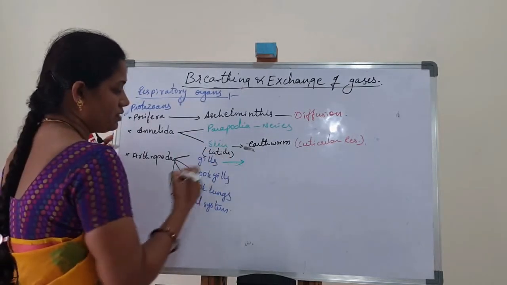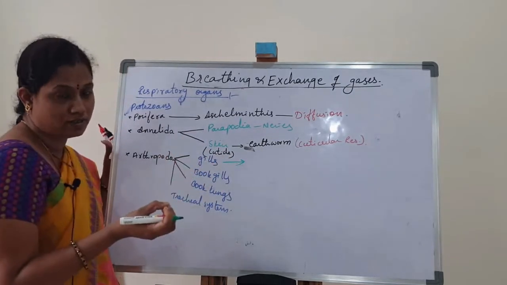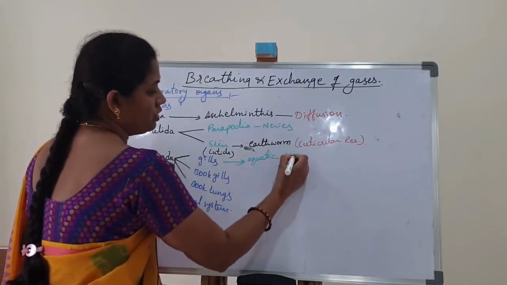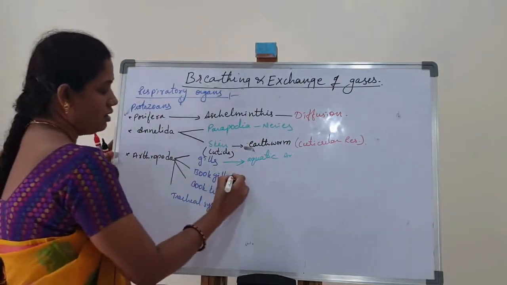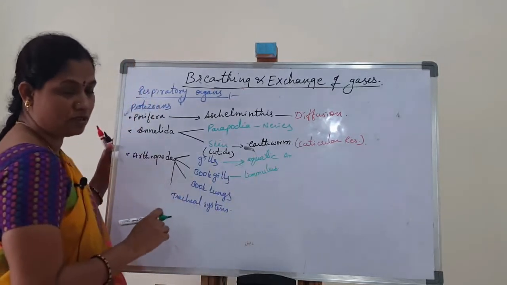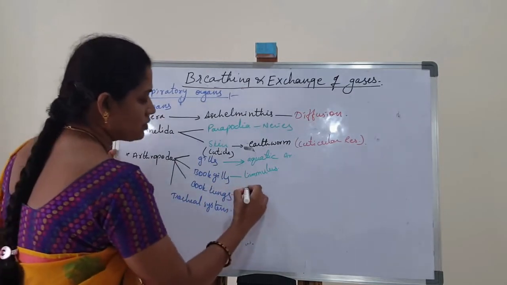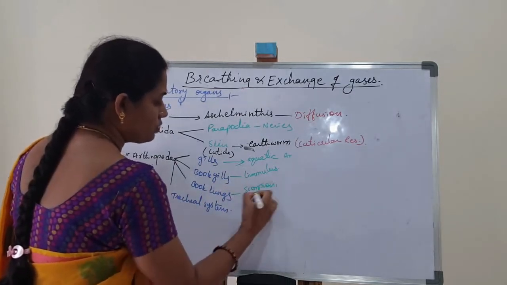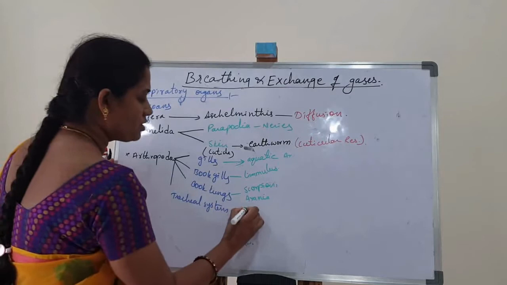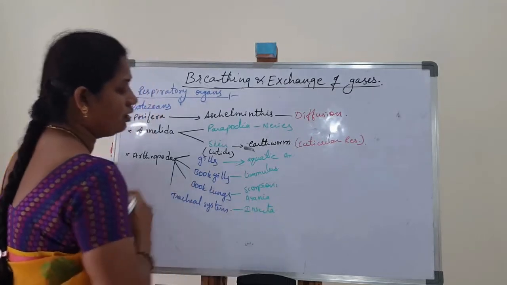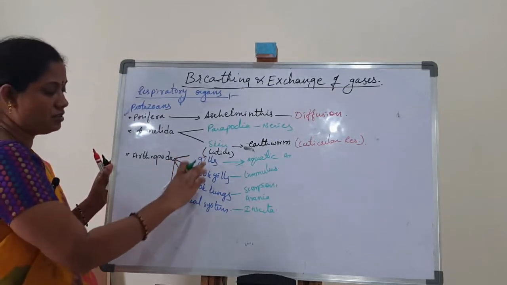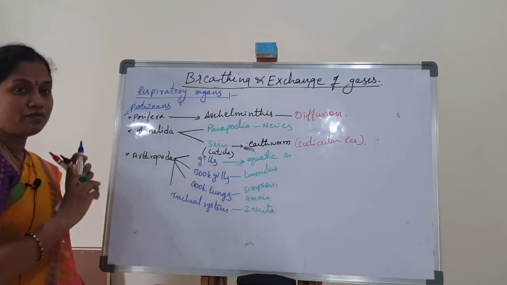Gills means small tubular structures, present in aquatic arthropods. All aquatic arthropods have gills. Book gills are present in Limulus, the living fossil. Book lungs are present in scorpion and Arania. The tracheal system is present in insects, or terrestrial arthropods. All terrestrial arthropods have the tracheal system. These are the different types of respiratory organs in phylum Arthropoda.